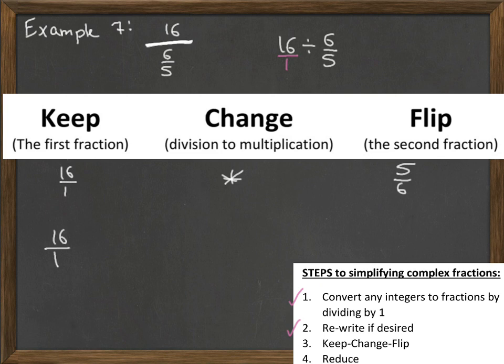So I'm going to have 16 over 1 times 5 over 6. Again, my personal preference is to reduce first. 2 goes into 16 8 times, 2 goes into 6 3 times. So 8 times 5 is 40, 1 times 3 is 3. Okay, so my final answer is 40 over 3.